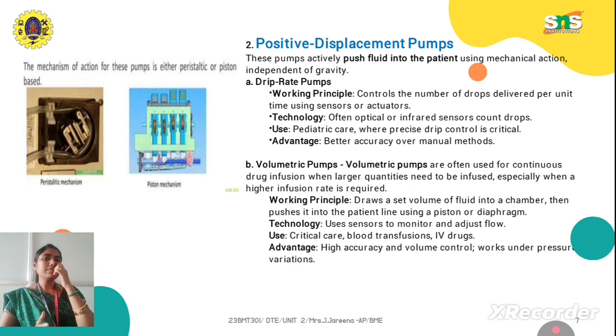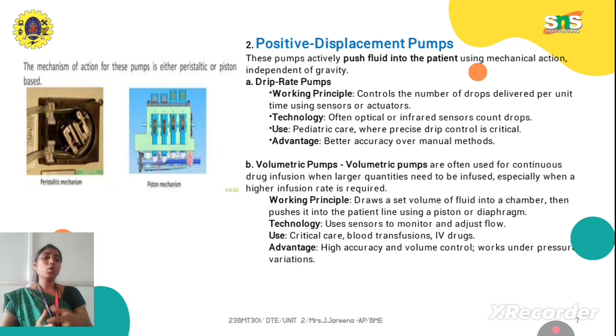If you see the first one, drip rate pumps, here also we have the option to control the number of drops which are delivered to the patient per minute with the help of sensors and actuators. The sensor will sense whether there is any block, that is an air block, or any pressure deviation or flow deviation, which is easily communicated to the physician or nurse. Then they can do a manual correction, or they can go with automatic corrections also. That is the drip rate pumps.